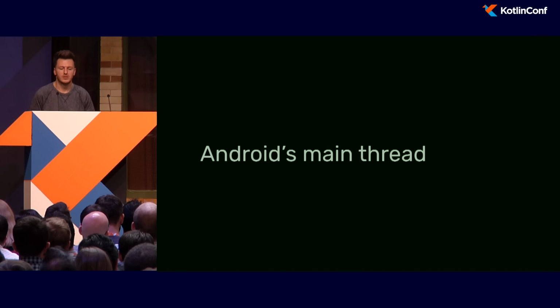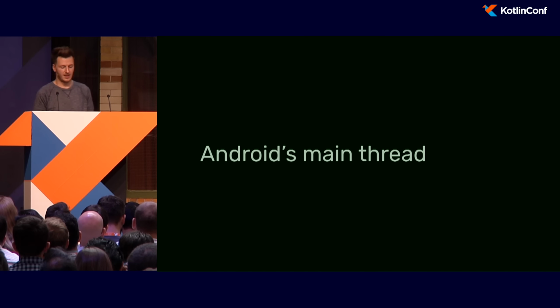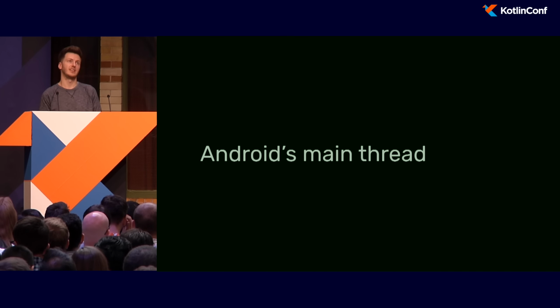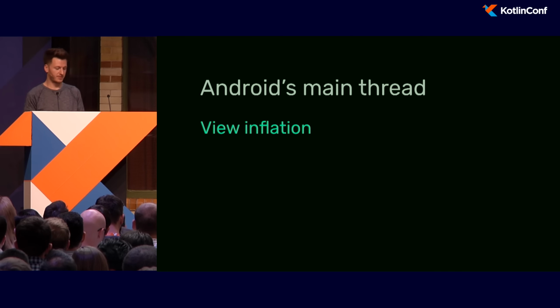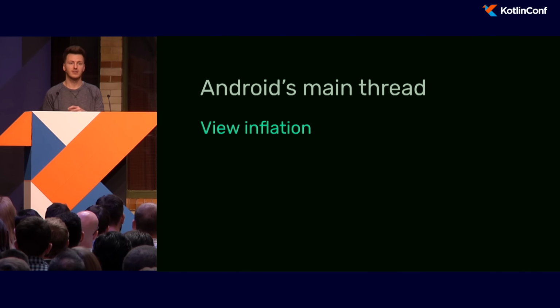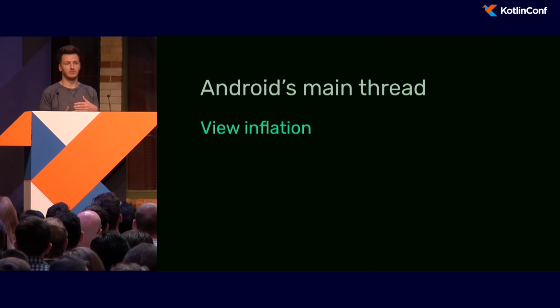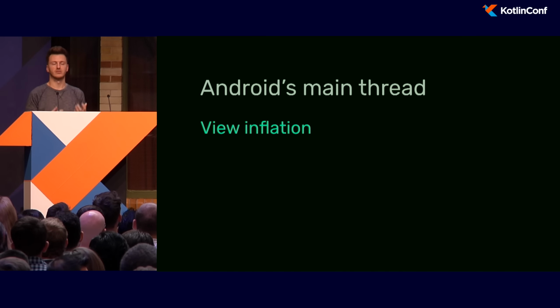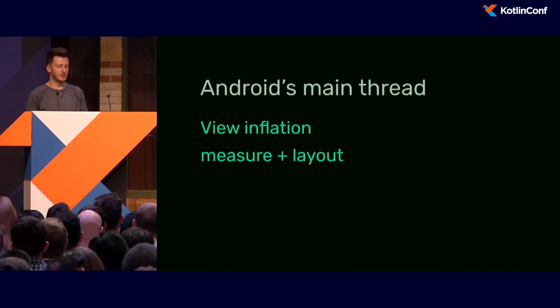So Android, like most other UI frameworks out there, has a UI thread. It's single-threaded, and it expects nearly all of its UI updates to be done on that thread. Things include stuff like view inflation. You can do stuff off-thread. We actually provide something called async layout inflator, but it has certain downsides, and it doesn't work in all cases. Stuff like measure and layout.